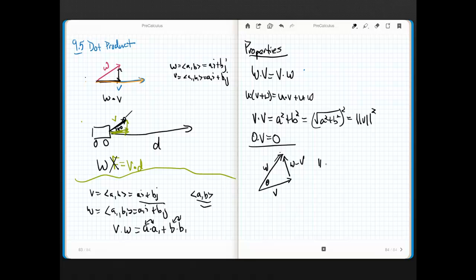So watch how this works. I'm going to take the magnitude of W minus V squared, that's just law of cosines, equals the magnitude of W squared plus the magnitude of V squared minus 2, right, times the magnitude of V times the magnitude of W times cosine of theta. Now this is typically when students will go, wait a sec, are we dotting or are we multiplying? It's a great question.